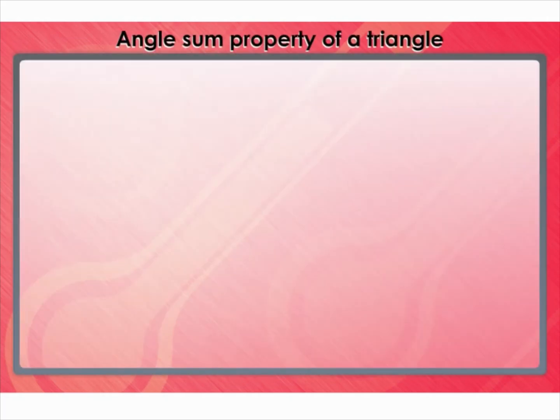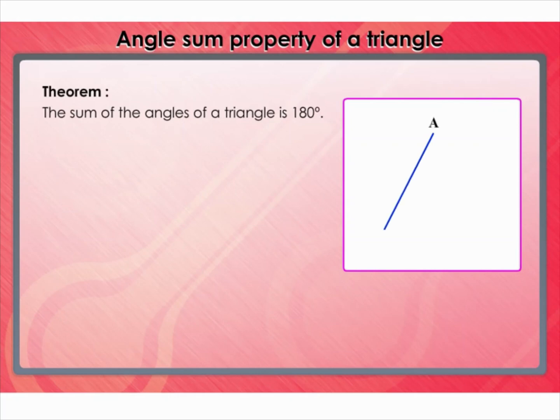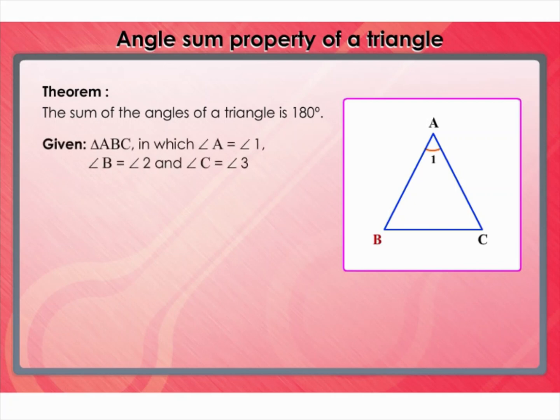Angle sum property of a triangle. Now let us prove the theorem. The sum of the angles of a triangle is 180 degrees. This can be proved by using axioms and theorems related to parallel lines. Let ABC be the given triangle. Angle 1, angle 2, angle 3 are the angles of triangle ABC. We need to prove that the sum of angle 1, angle 2 and angle 3 is equal to 180 degrees.